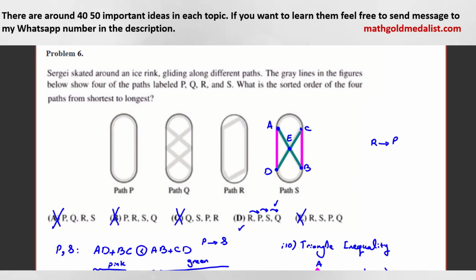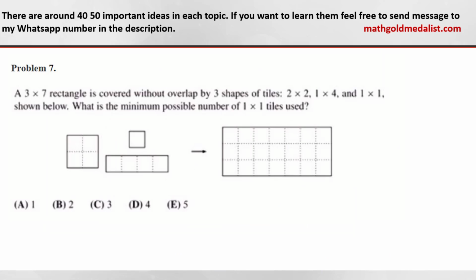Problem number 6. Okay, problem 7. The 3 by 7 rectangle is covered without overlap by 3 shapes of tiles. This, and this. 2 by 2, 1 by 4, and 1 by 1 shown below. What is the minimum possible number of 1 by 1 tiles used?